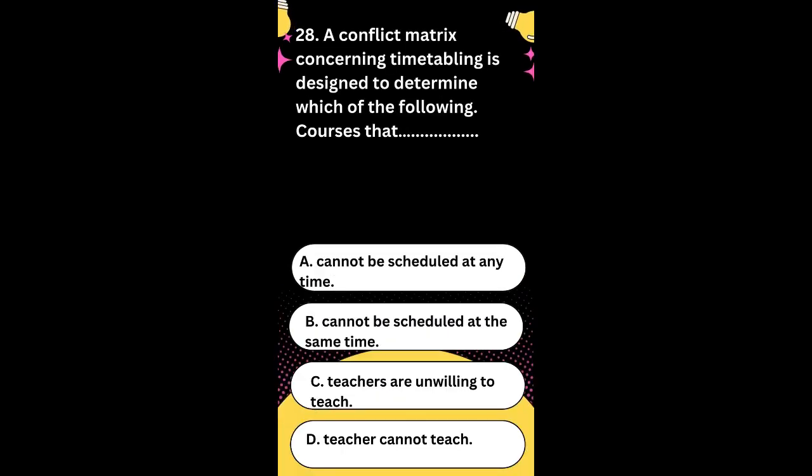28. A conflict matrix concerning timetabling is designed to determine which of the following: courses that A. Cannot be scheduled at any time. B. Cannot be scheduled at the same time. C. Teachers are unwilling to teach. D. Teachers cannot teach.